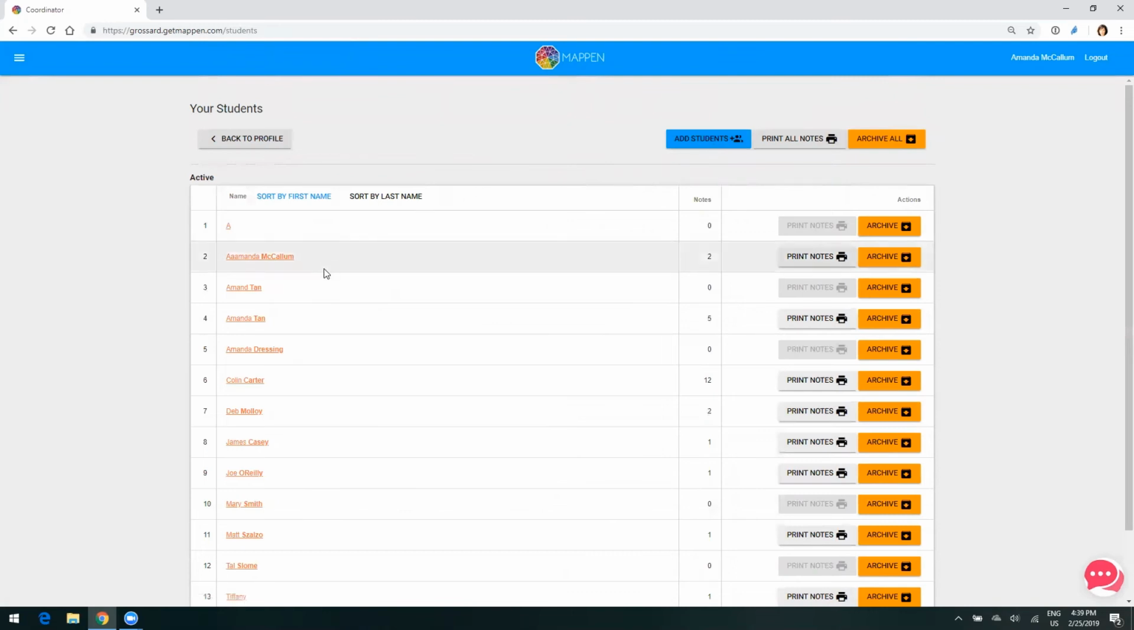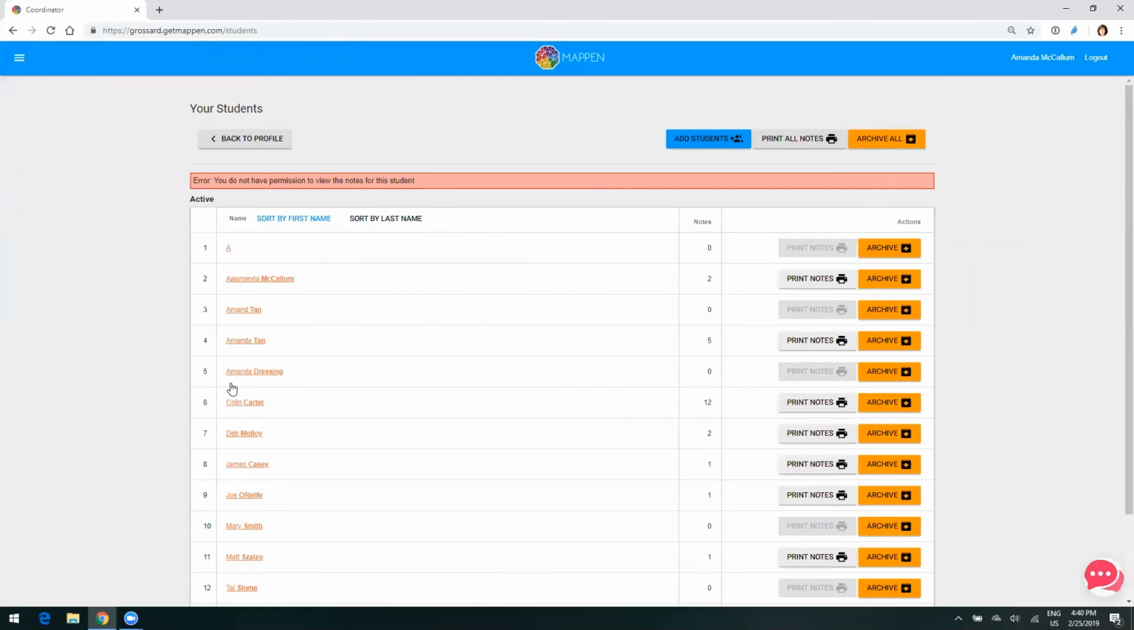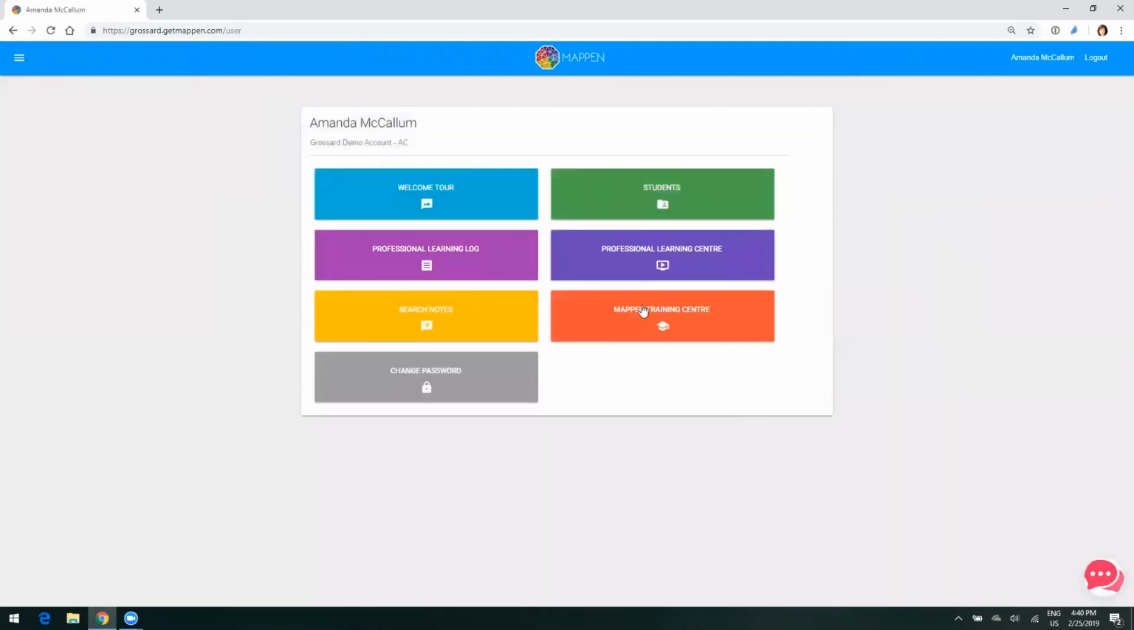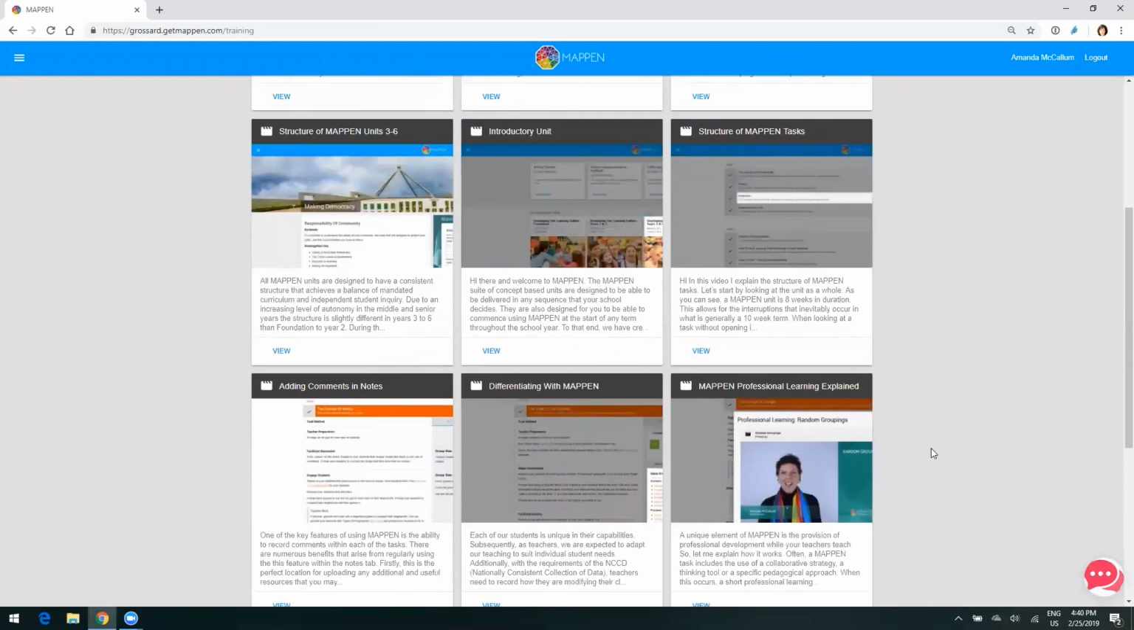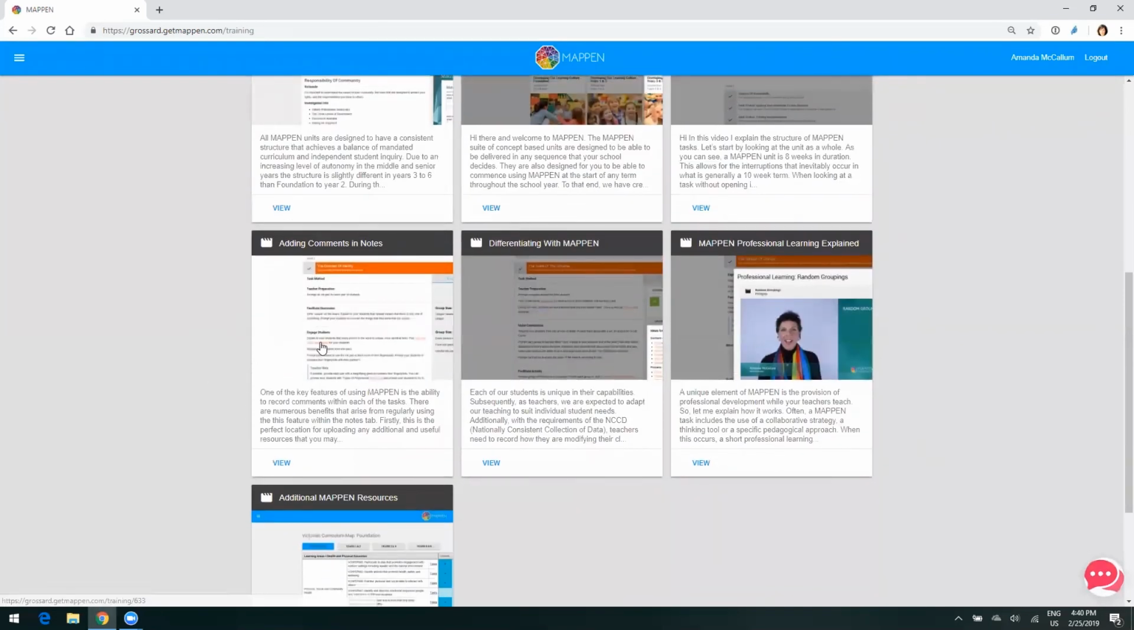But what you can see here is that progressively under Colin Carter, he's got 12 notes there. If I click on his name, oh, sorry, I'm in a different account. So I can't show you that right now, but you will get the picture. When you look at anyone's name, you get all of their notes and all of the tasks that those notes have been associated with. Where you get the real learning about that, click in your name, in your portal, and go to the training centre. If you want to get a really good insight into how to use adding comments in notes or differentiating with MAPPEN, you click in there.